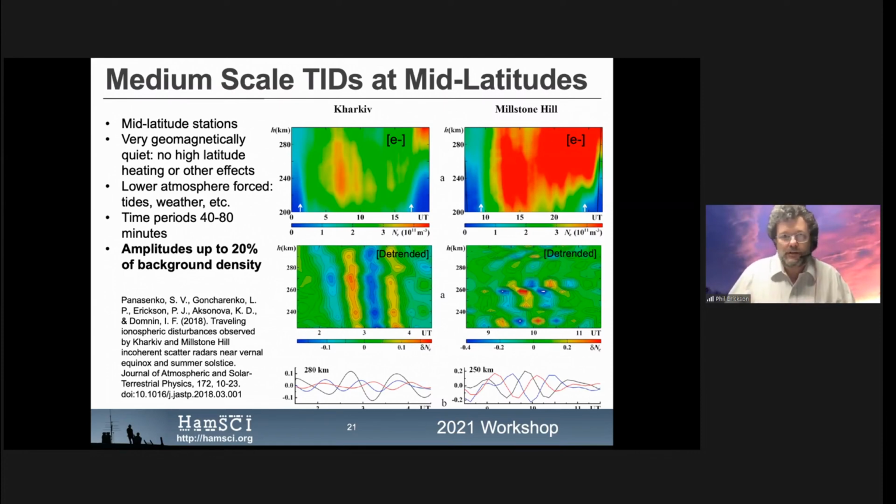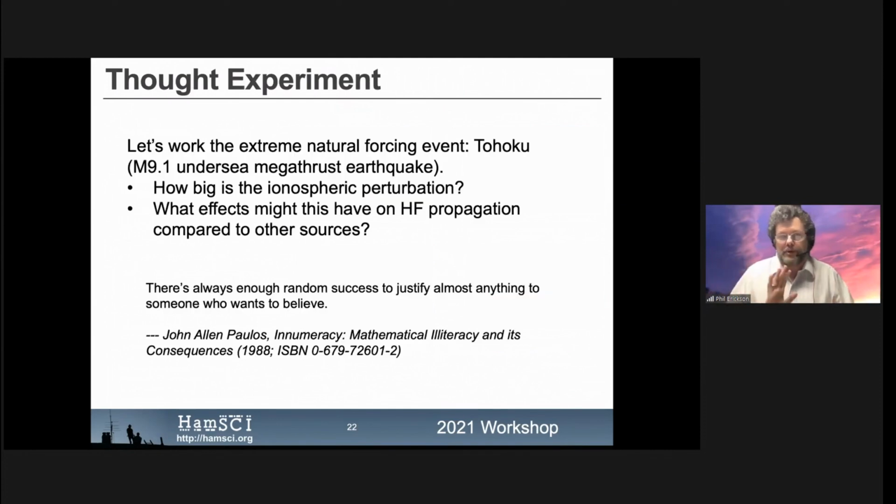So why am I saying all this? Well, let's do the thought experiment. Let's work the most extreme natural forcing event we can think about, which is the Tohoku earthquake. This was a terrible event. This was an M9.1. You may have read about it at the time, caused untold amount of death and property destruction. Question is, how big is the ionospheric perturbation and what effects may this have on HF propagation?